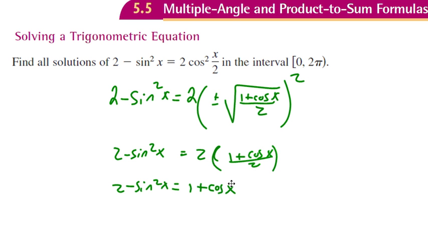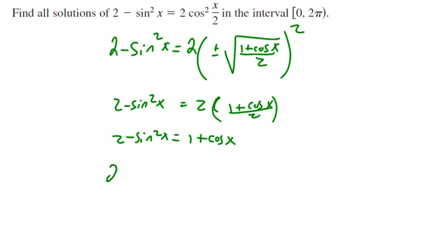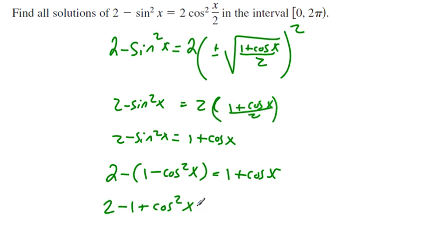All right, well, now we have it in cosine, and this looks like maybe we can use the Pythagorean identity and write this in terms of cosine. So this is going to be 2 minus, that's 1 minus cosine squared of x, equals 1 plus cosine of x. Okay, so simplifying all this over here, 2 minus 1 is 1, and negative times negative is a positive: 1 plus cosine squared of x equals 1 plus cosine of x.